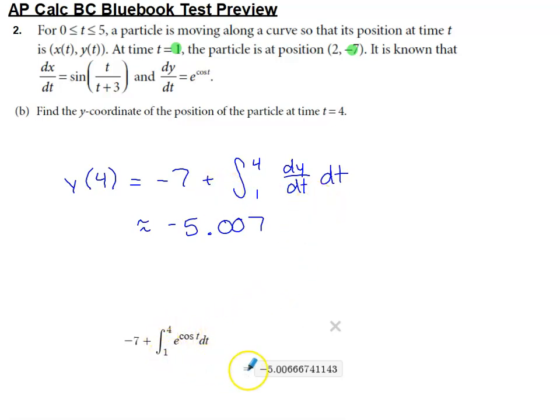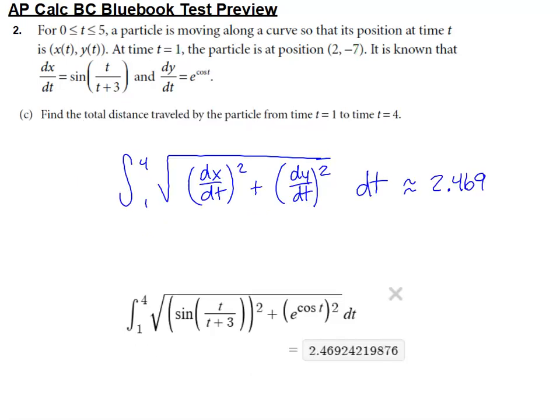So this calculation is something that can be done with a calculator. I've got a little Desmos input here. You literally just type this in, -7 plus, and if you type in int, it'll give you the integral symbol. You can fill in the rest, and you end up with -5.007 as that y-coordinate at time 4.